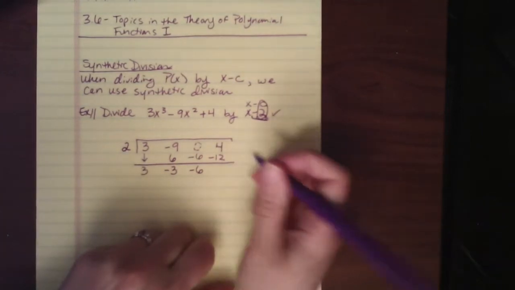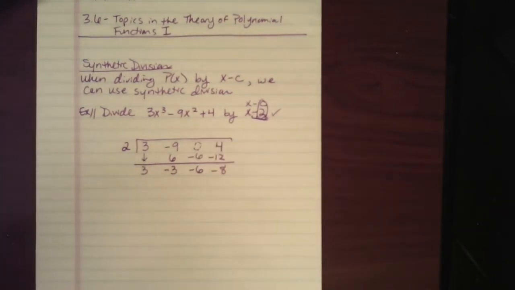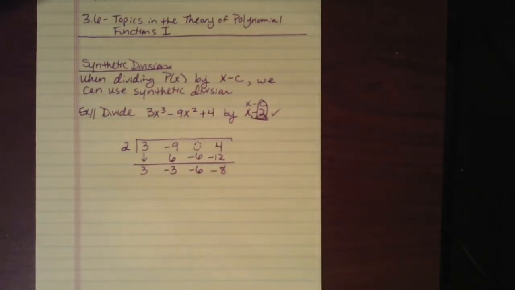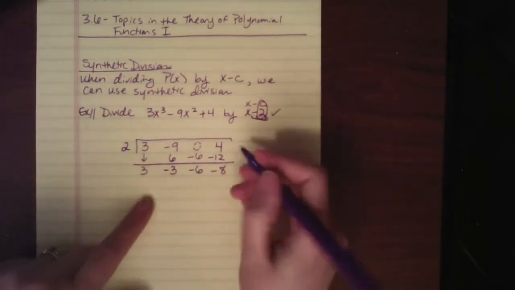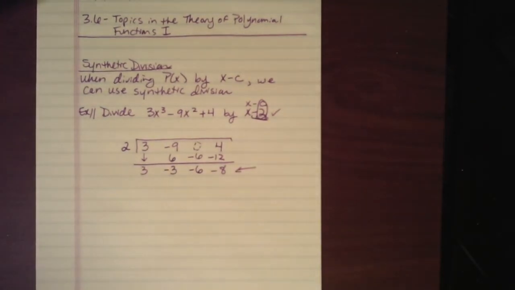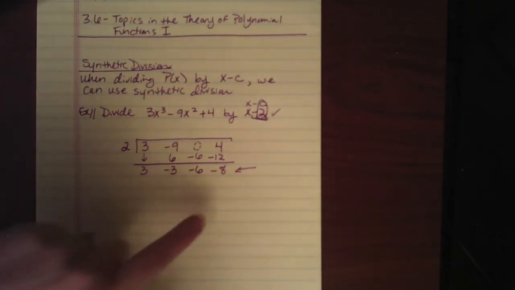4 and negative 12, when I combine those, negative 8. Okay, and when we get to the end, we stop. And then the question is, what in the heck do these things represent, right? This, believe it or not, is our answer. It's just, what does it mean? How do we write that as the answer to this division problem?